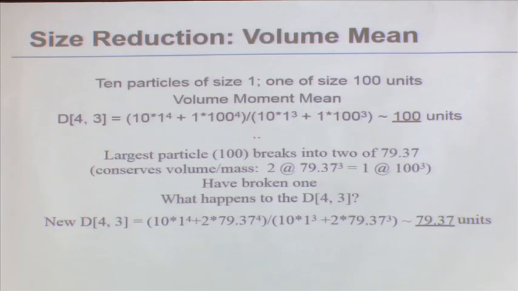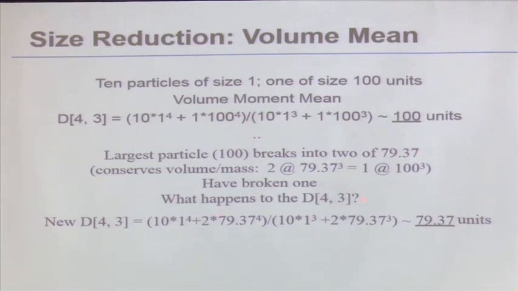Now, what happened to the volume mean? Okay. 10 particles of size 1, 1 of size 100 units. So, volume moment mean is D43, that formula I am using. So, I am getting this value, that is the 100 units. Now, largest particle breaks into 2 of 79.37, have broken 1.